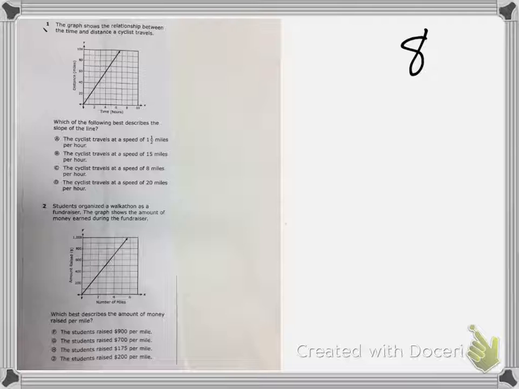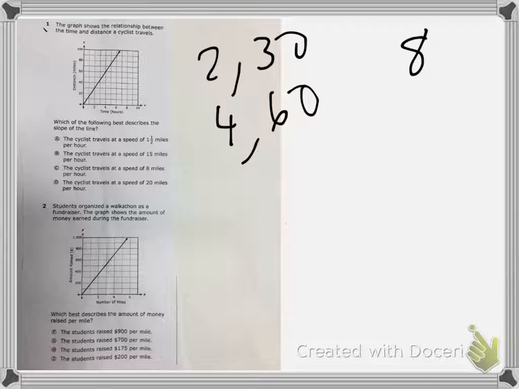And so like I taught you, whenever you see a graph, the first thing you want to do is find some points and look for some pretty points. So the pretty points I see are 2 and 30. And then I also see 4 and 60. So you can use those points to find slope. The easiest way to do that is take your calculator and go stat and enter in your data.